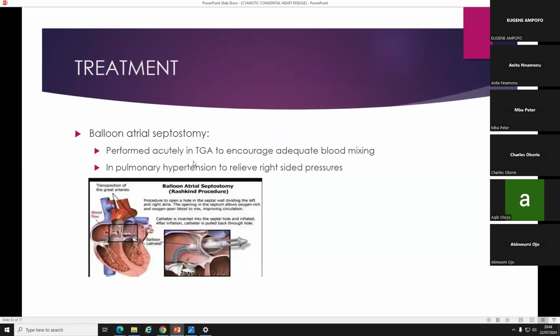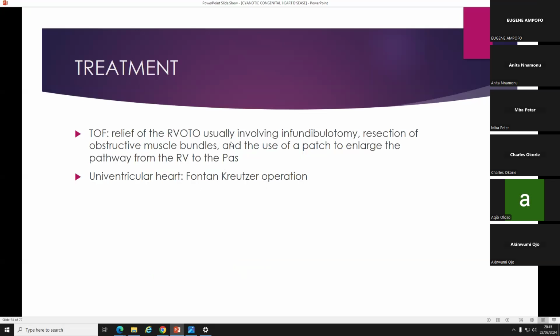Balloon atrial septostomy is a palliative procedure that can be performed acutely in transposition of the great arteries to encourage adequate blood mixing. So basically, this is just a picture that shows it's a catheter-guided procedure. So basically you puncture the septum, inflate the balloon, and then take the catheter out to achieve that connection.